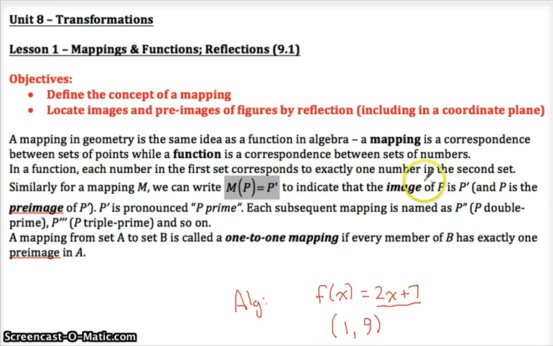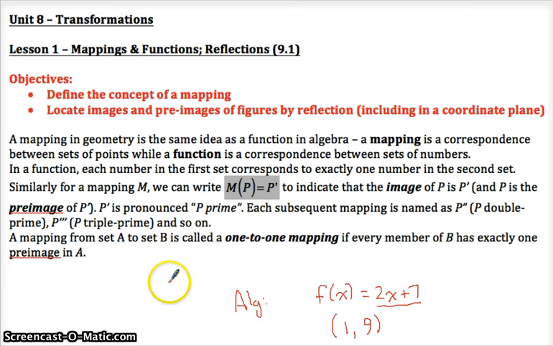So the image of P is P prime. Again, the input part we call the pre-image, and the output part we call the image. So the image of P is this, and P is the pre-image of this. Each subsequent mapping is named P double prime, and so on. If you were going to do this in Sketchpad, it automatically puts on those types of notation. So if I put P prime into another transformation and found a subsequent image, we would call it P double prime, because it's been operated on twice, or 3 times or 4 times.